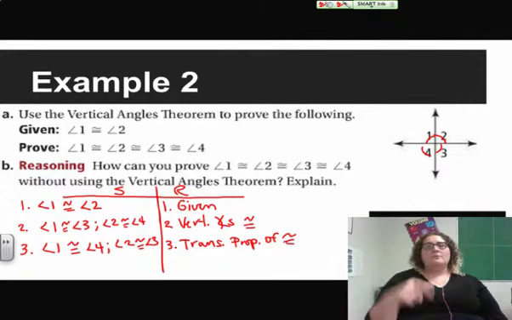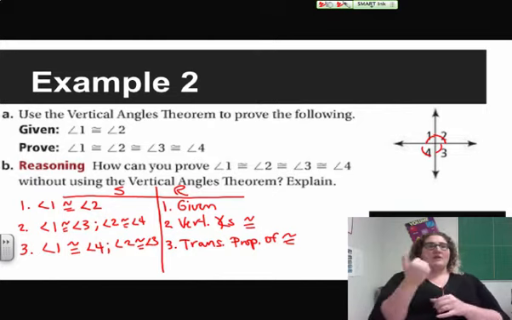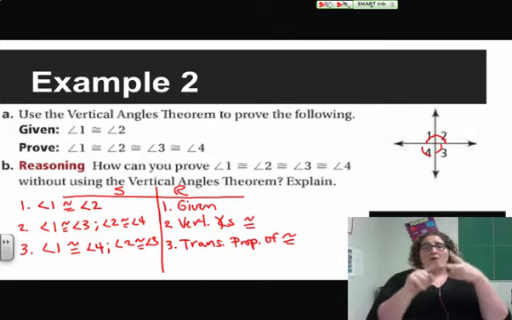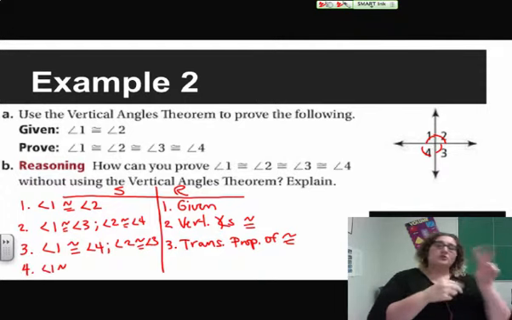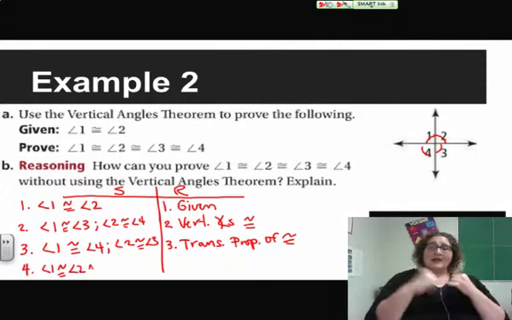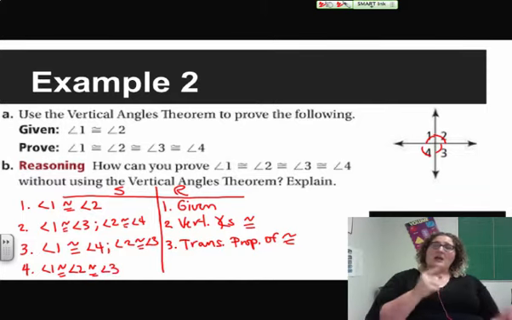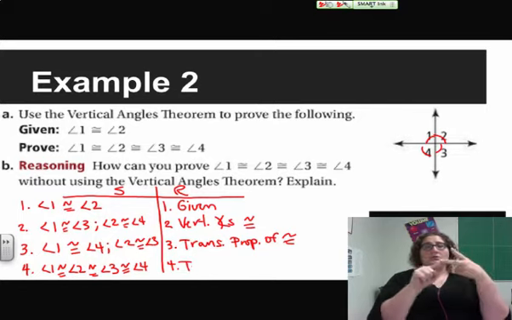Okay, and the same thing goes for the other as well. So if I know that angle 1 is congruent to angle 2, and I know that angle 1 is congruent to angle 3, then that means 2 is congruent to 3. And then finally I can say that angle 1 is congruent to angle 2, is congruent to angle 3, is congruent to angle 4, and again this is by the transitive property.